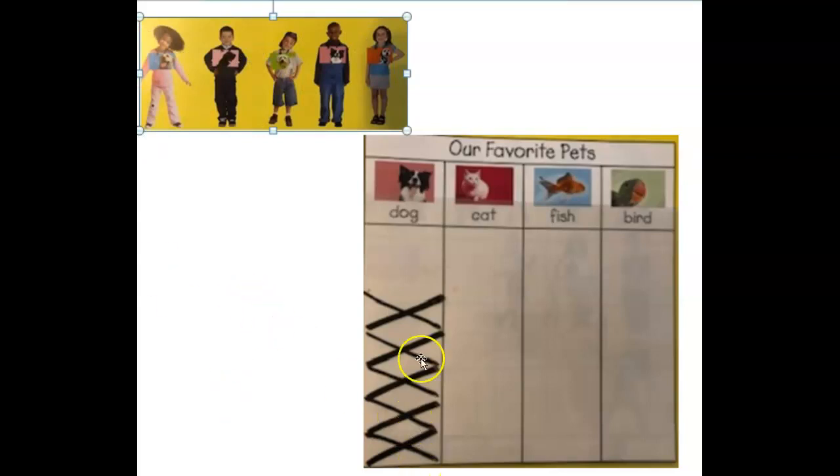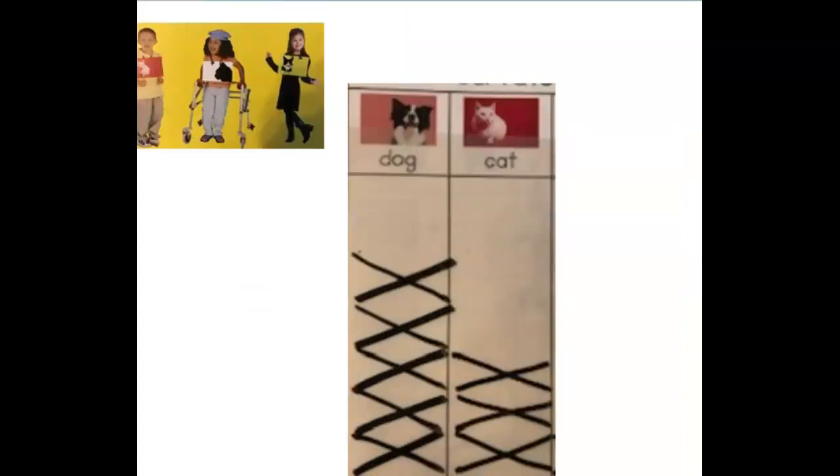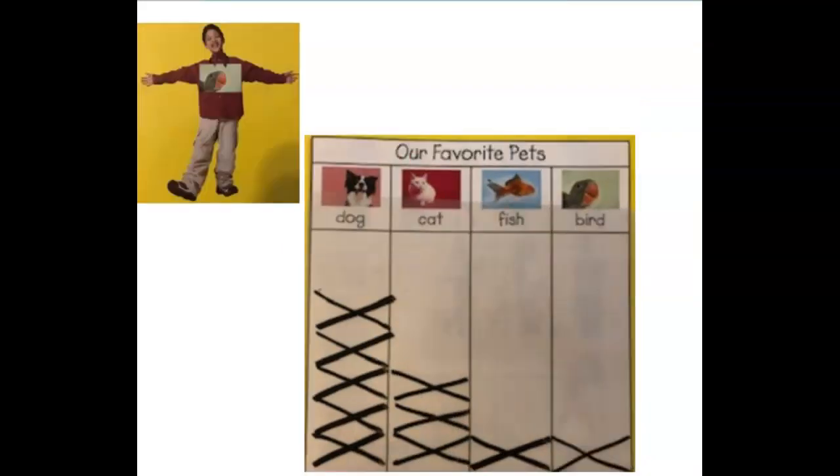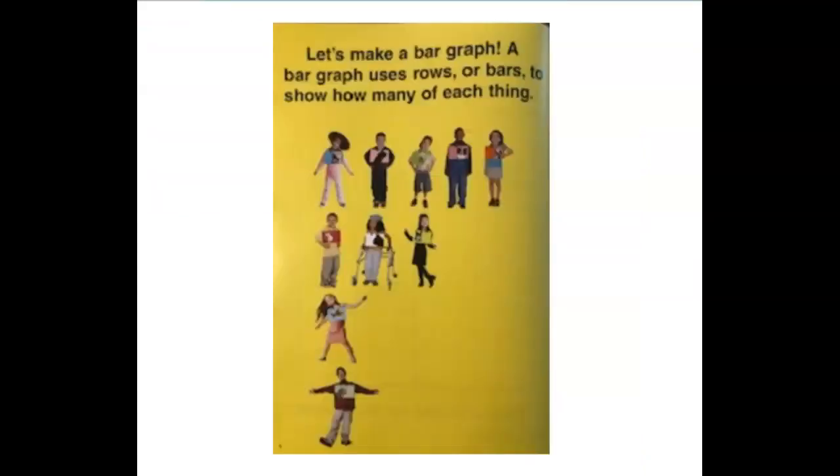First, we could graph how many dogs. Then, we could add our cats. Then we can add our fish. And don't forget to add the birds. Let's make a bar graph. So go ahead and create that bar graph like we were showing you. A bar graph uses rows or bars to show how many of each thing.